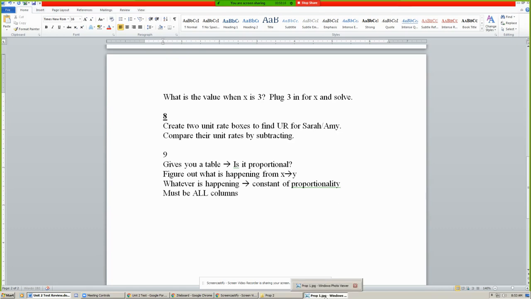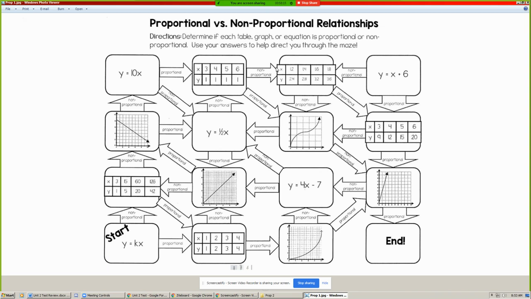So when we look at this one, for instance, what's happening from x to y? Well, I'm multiplying by 2. So my constant of proportionality here is 2. On this one, what's happening from x to y? Well, I'm multiplying by 3, but not on all of them. So there is no constant of proportionality.